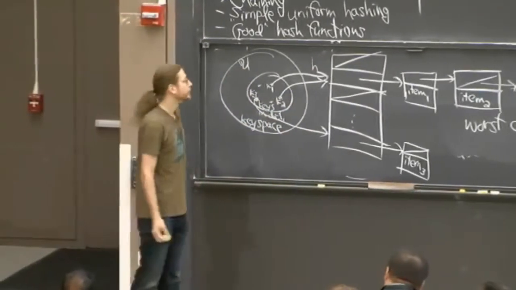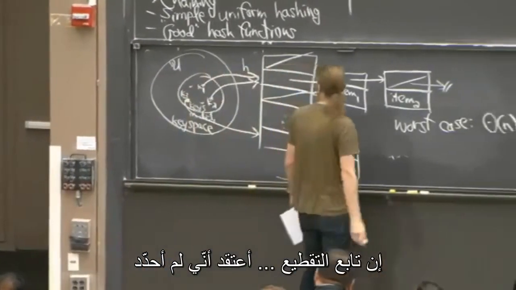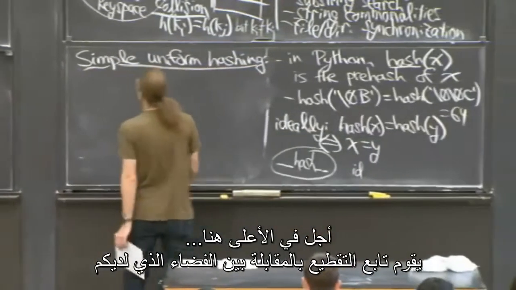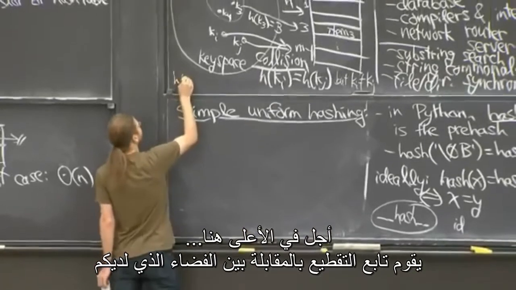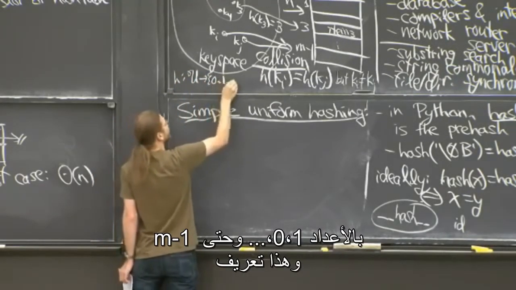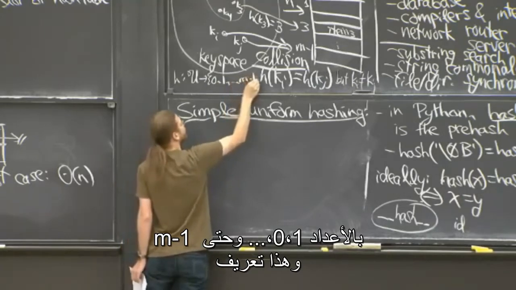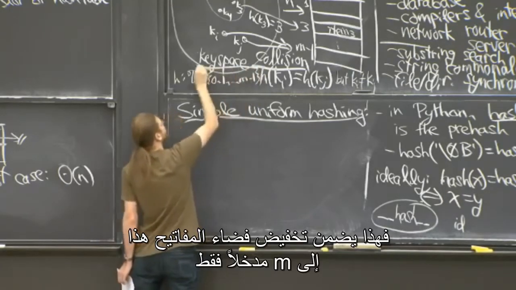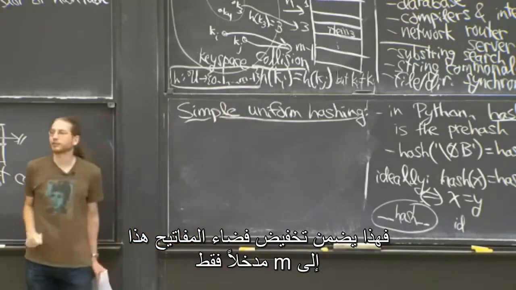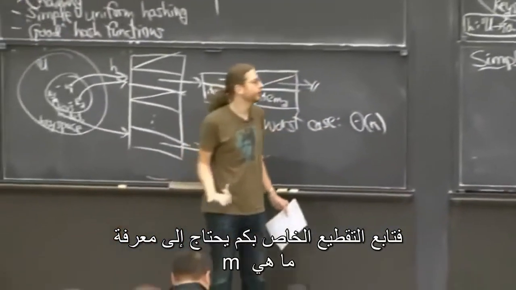Okay, the hashing function, I guess I didn't specify up here. The hashing function maps your universe to 0, 1, up to m minus 1. That's the definition. So it's guaranteed to reduce the space of keys to just m slots. So your hashing function needs to know what m is.